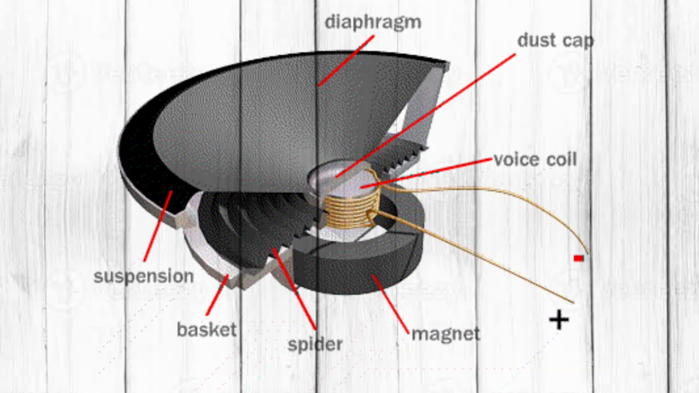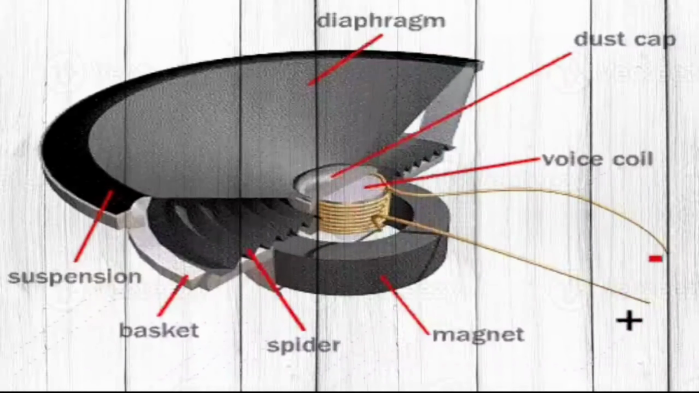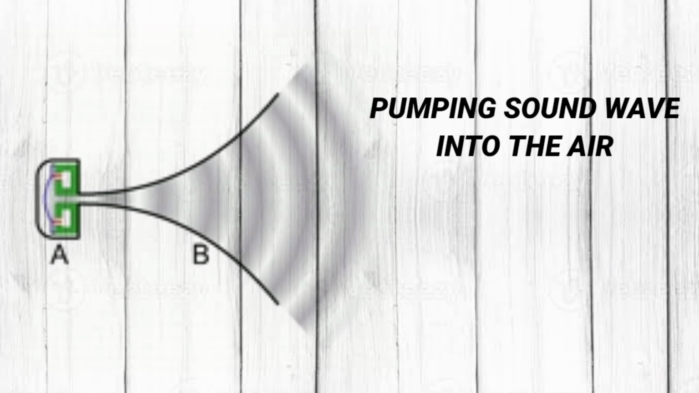How a loudspeaker works: when a fluctuating electric current flows through the coil, it becomes a temporary electromagnet, attracted and repelled by the permanent magnet. As the coil moves, it moves the cone back and forth, pumping sound waves into the air.